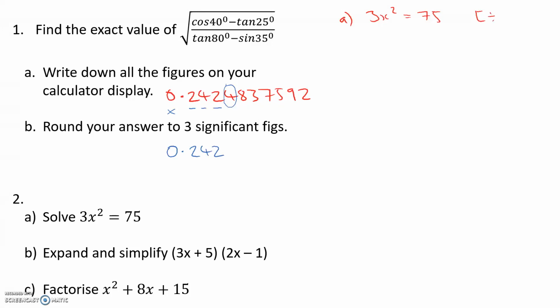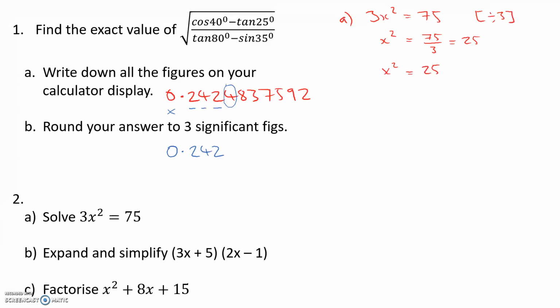I want to divide by 3. If I divide by 3, I'm just going to get x squared left. That means I've got to divide the right hand side by 3. 75 divided by 3. That's 25. So we've got x squared equals 25.